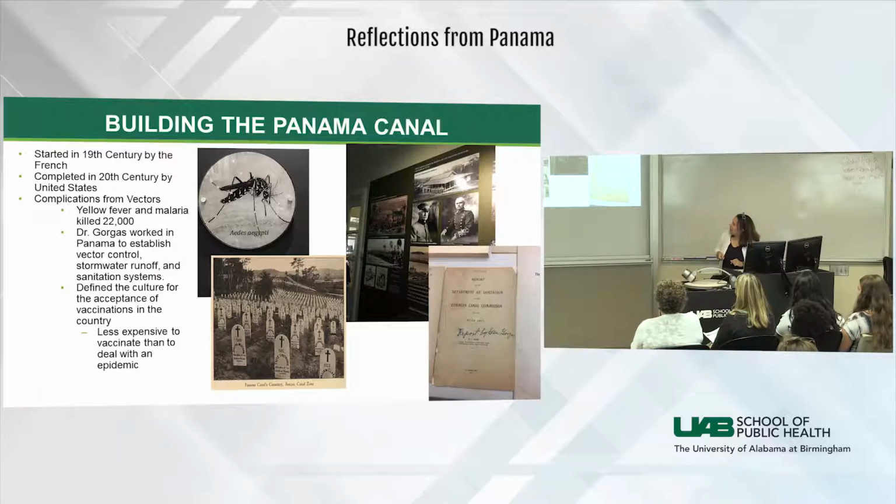So the Americans took over building the canal after the French basically went bankrupt and couldn't continue building. The Americans needed to be able to deal with these vector-borne illnesses. So they brought in an expert at the time, Dr. Gorgas, and he did a lot of things to try to alleviate some of these problems, like stormwater runoff and dealing with sanitation systems.